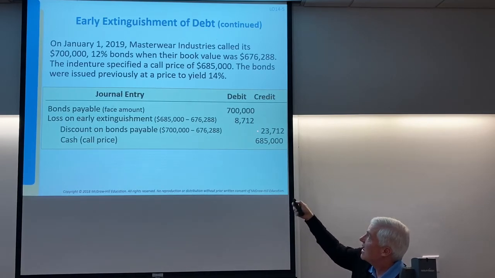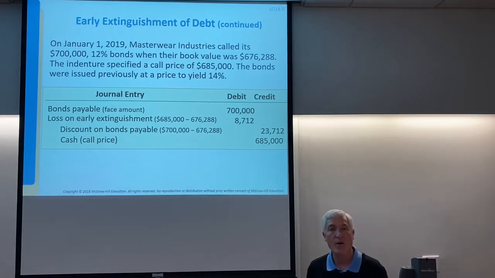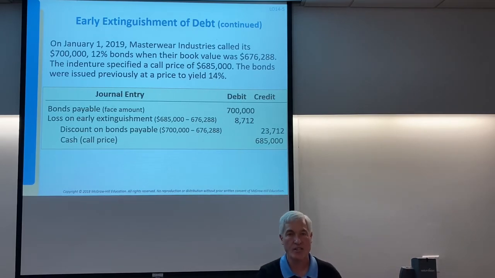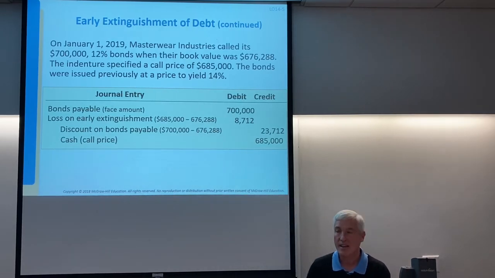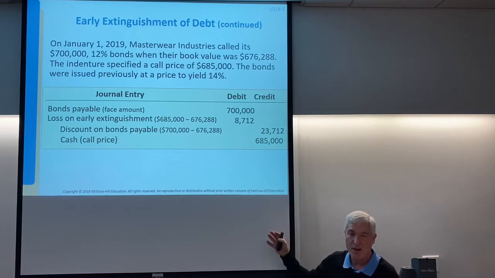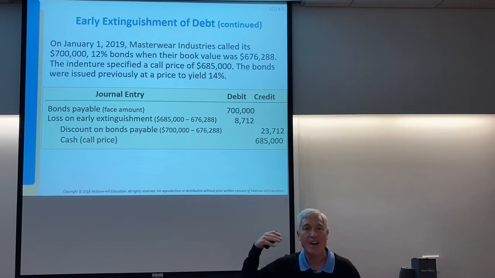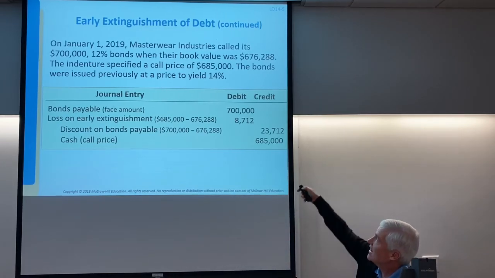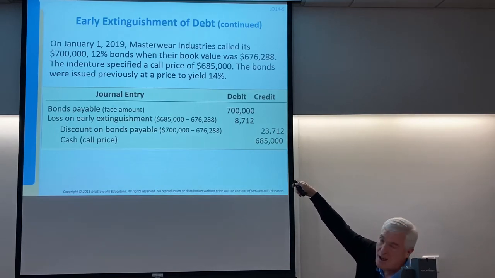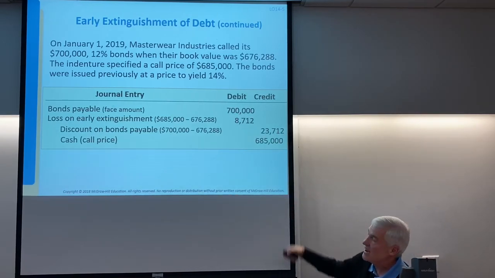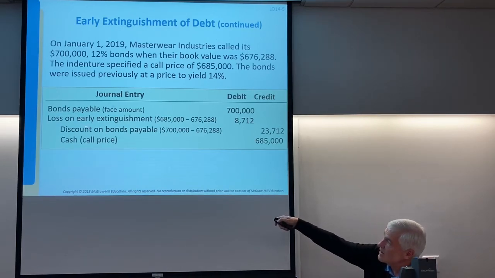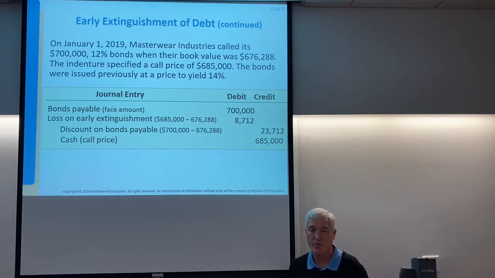And guess what? I just got to see, what do I need? Do I need a debit or credit? If I need a debit, I have a loss on the early extinguishment of debt. If I need a credit here, in other words, my debits are greater than my credits, then I need a credit here. And so here, our credits are greater than our one debit of $700,000, so I need a debit of $8,712, and it's a debit, it's a loss on the early extinguishment.